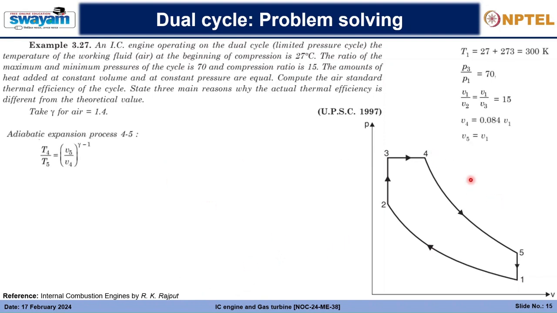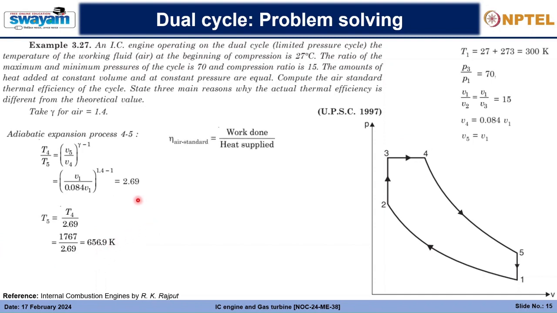So that is quite comforting, because now we know V5 by V4 or V4 by V5, and we can now solve for the temperature by using this relation: T4 by T5 equals V5 by V4. Now if we solve it, we will get the value of T5, because T4 we know as 656.9 Kelvin.